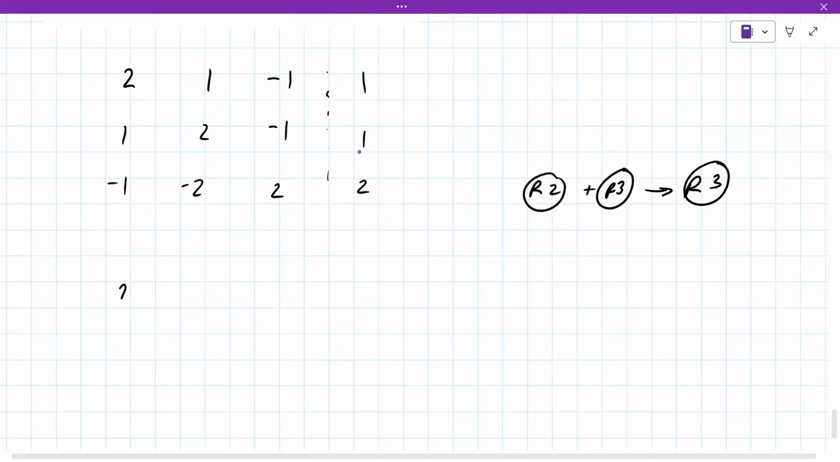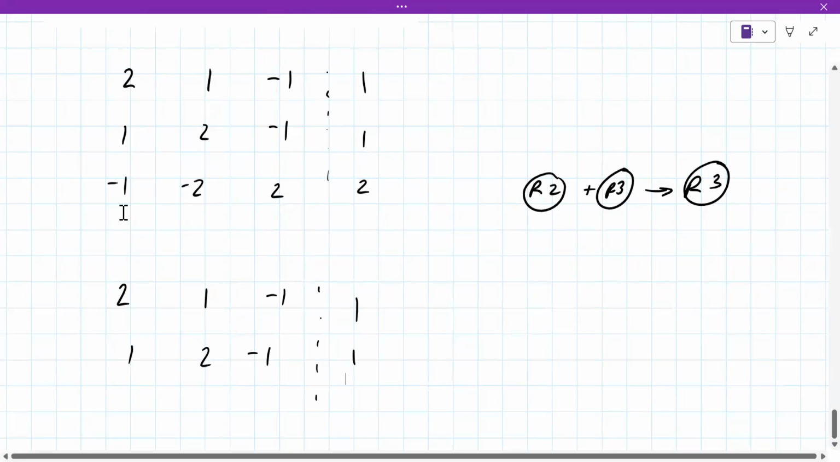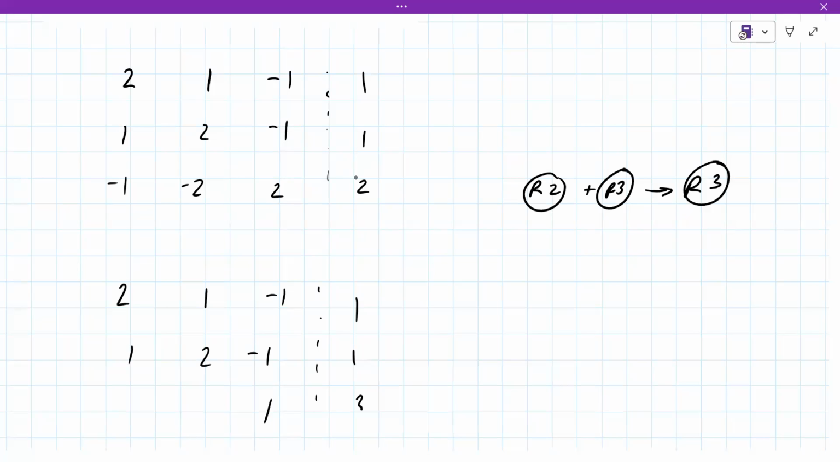Okay, so this becomes 2, 1, minus 1, 1, 1, 2, minus 1, 1. Now we're going to add the two rows together. 1 minus 1 is 0, 2 minus 2 is 0, 1 and 3. Like that.